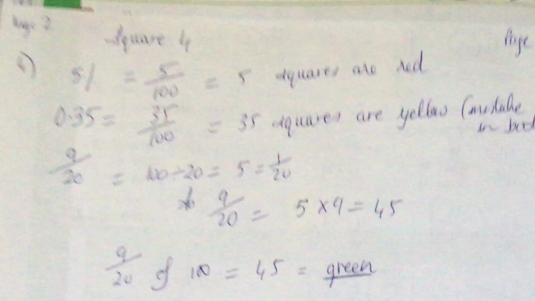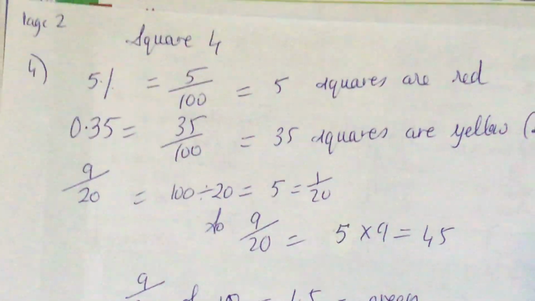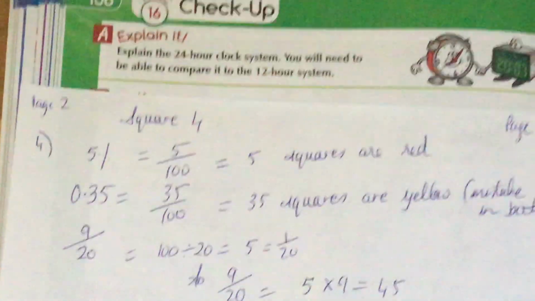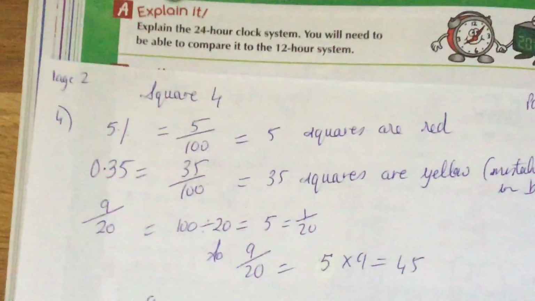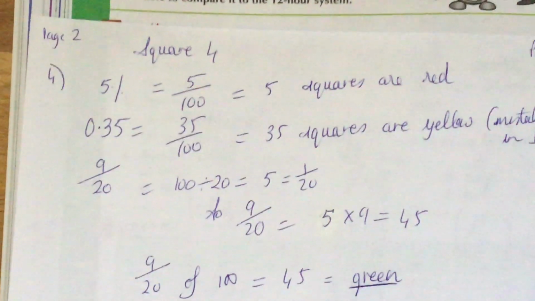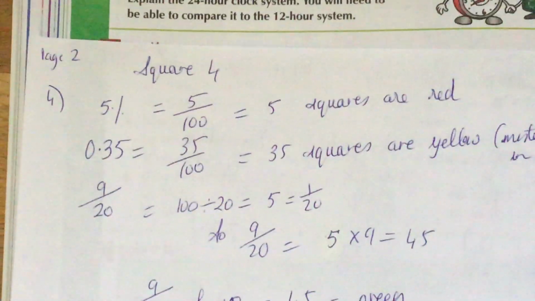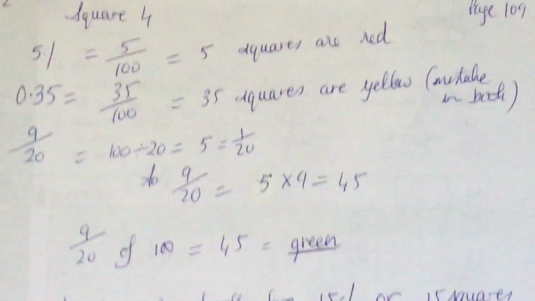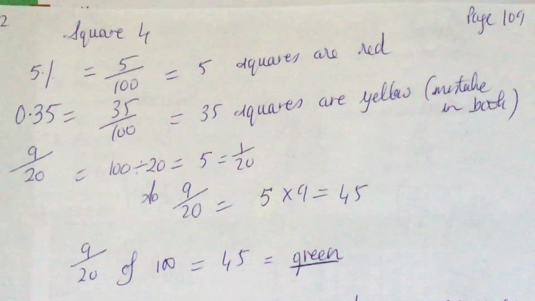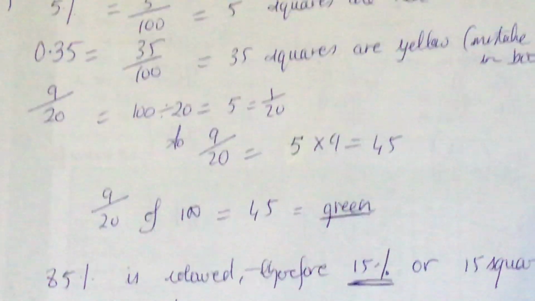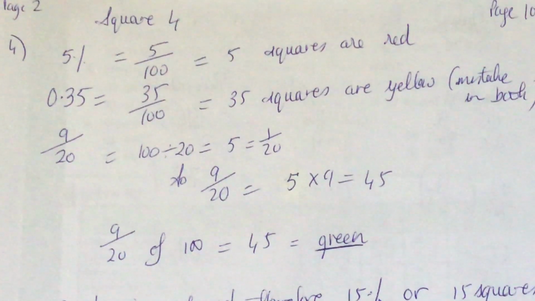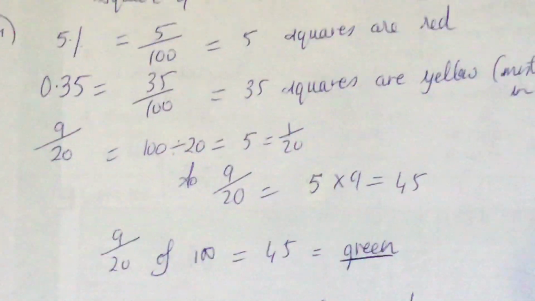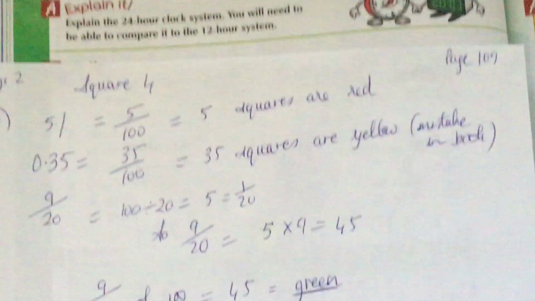0.35, there are 2 numbers after the decimal point, which means there are 2 zeros in 100. So that's 35 out of 100 because it's 35 hundredths. 35 out of 100 is the same as 35 hundredths. 5 out of 100 is the same as 5 hundredths. So 35 out of 100 squares are yellow. And I wrote down there is a mistake in the book. They were saying red again. And then 9/20ths of your square this time is green.